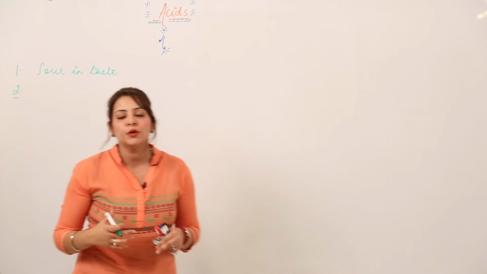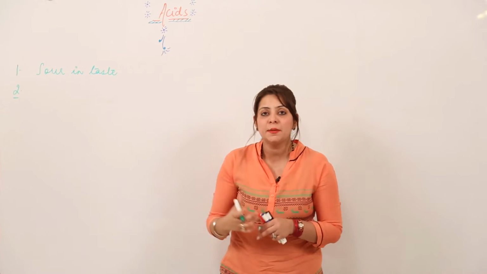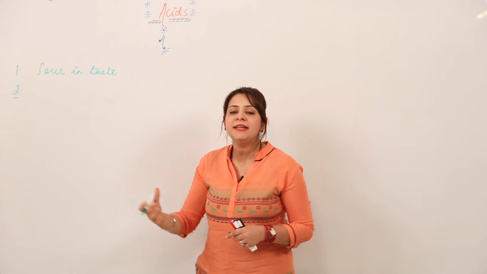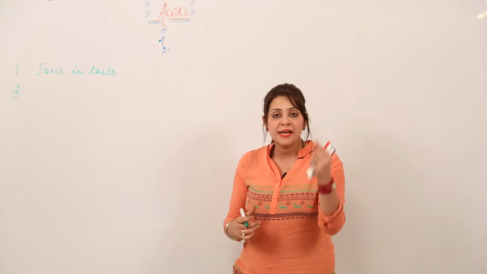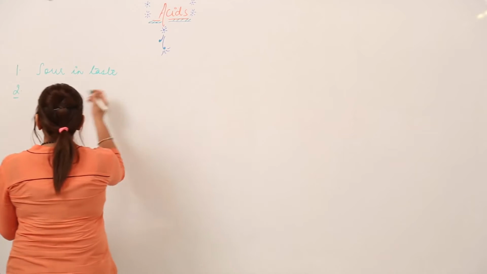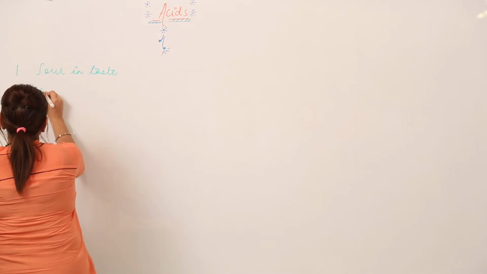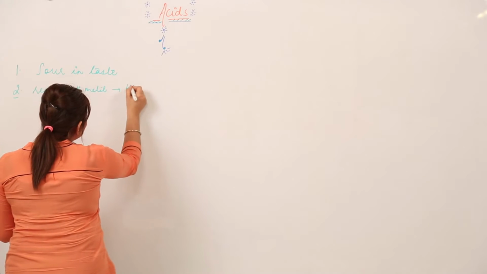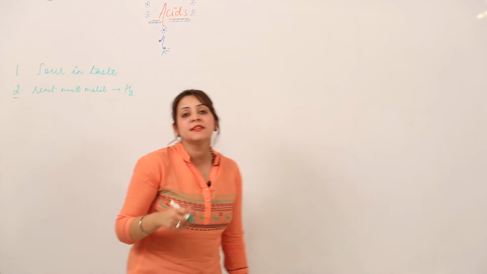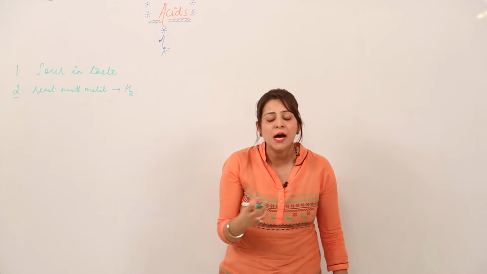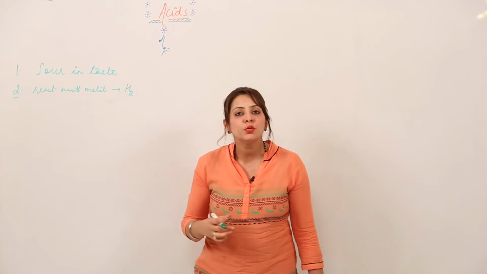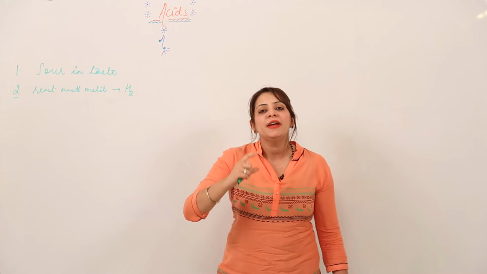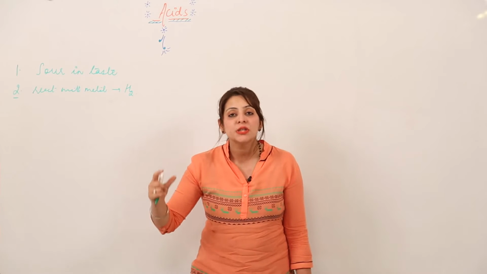What other characteristics do we get to know about acids? The early chemists thought that substances which are sour in taste are regarded as acids. The second point was that when these acids react with metal, they liberate a gas which burns with a pale blue flame, and if air is present, it burns with a popping sound. That means they evolve H2 gas. So this is the second property. That means an acid is a substance which, when it reacts with metal, produces hydrogen gas.